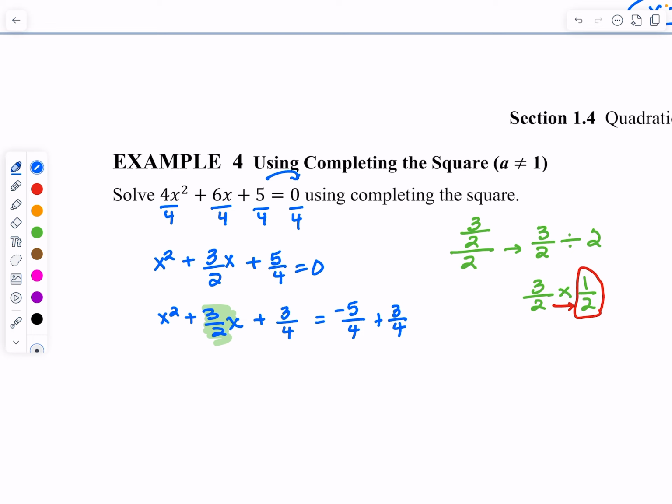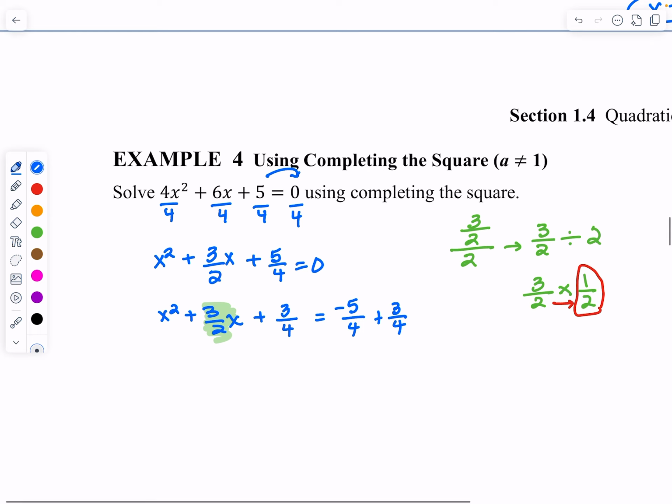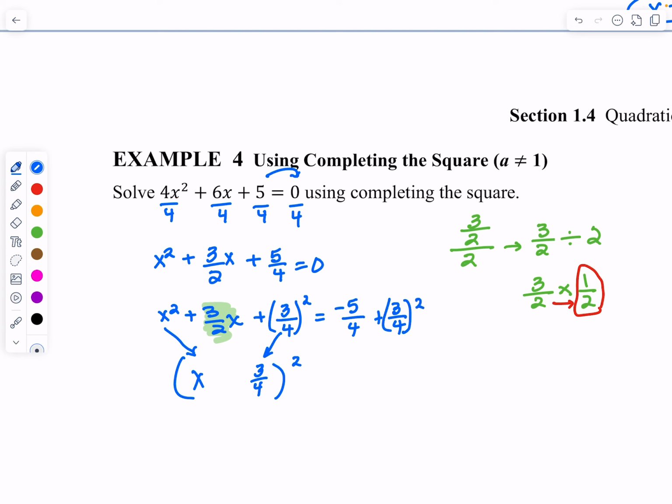All right, now I am almost ready. Yeah, I'm ready to pull down my parts. So on this side, I bring down my x. I bring down my 3/4. Oh, this is supposed to be squared, isn't it? Yep. But when I'm pulling down my parts, I just pull down 3/4. And I bring down my plus sign. Okay, so I've completed the square on the left-hand side, but I have to continue working this fraction on the right-hand side.